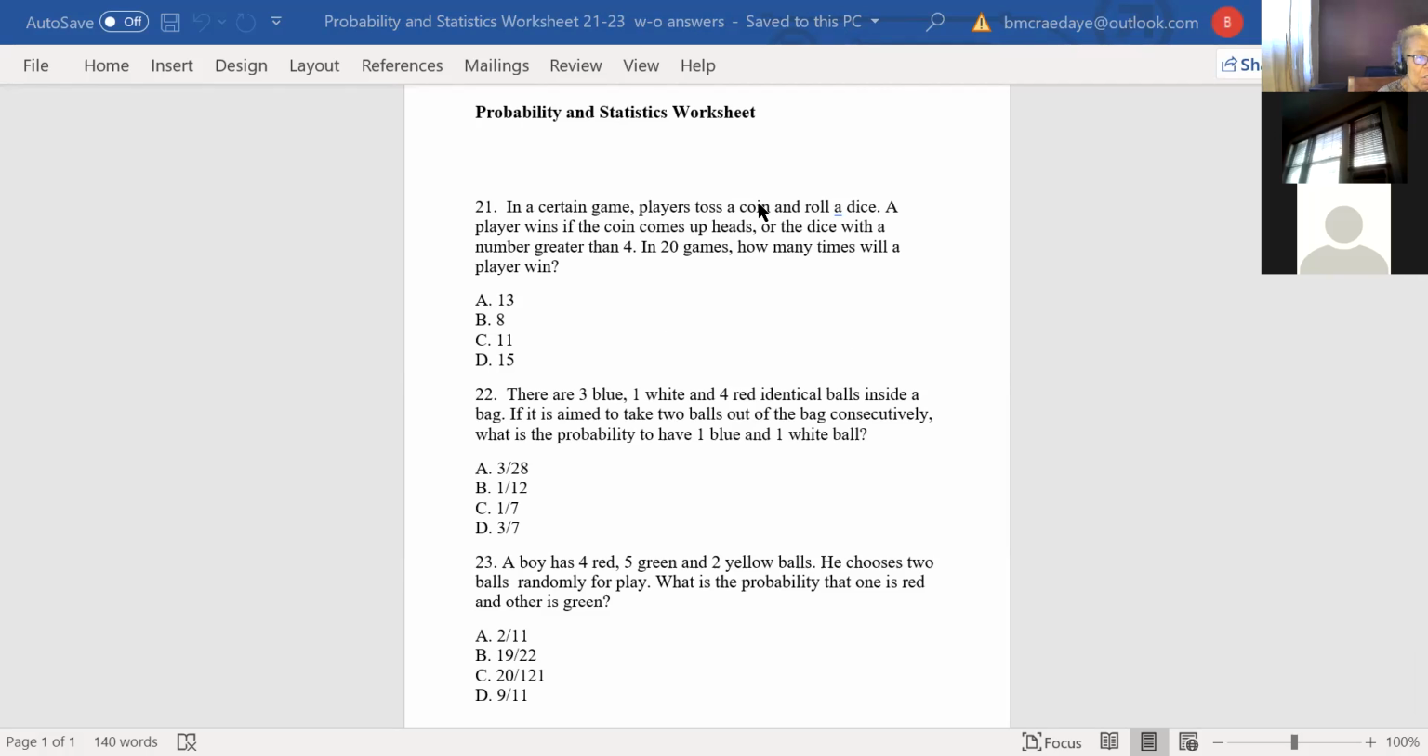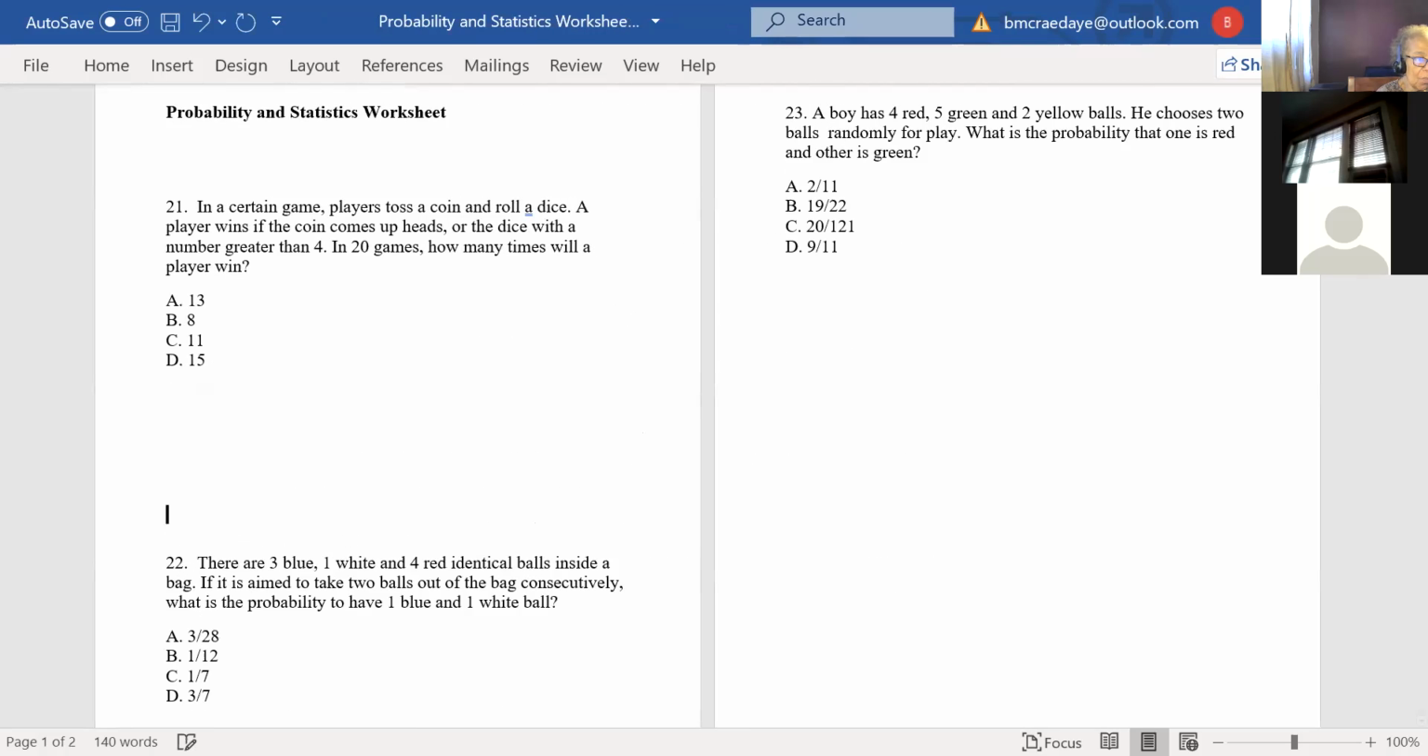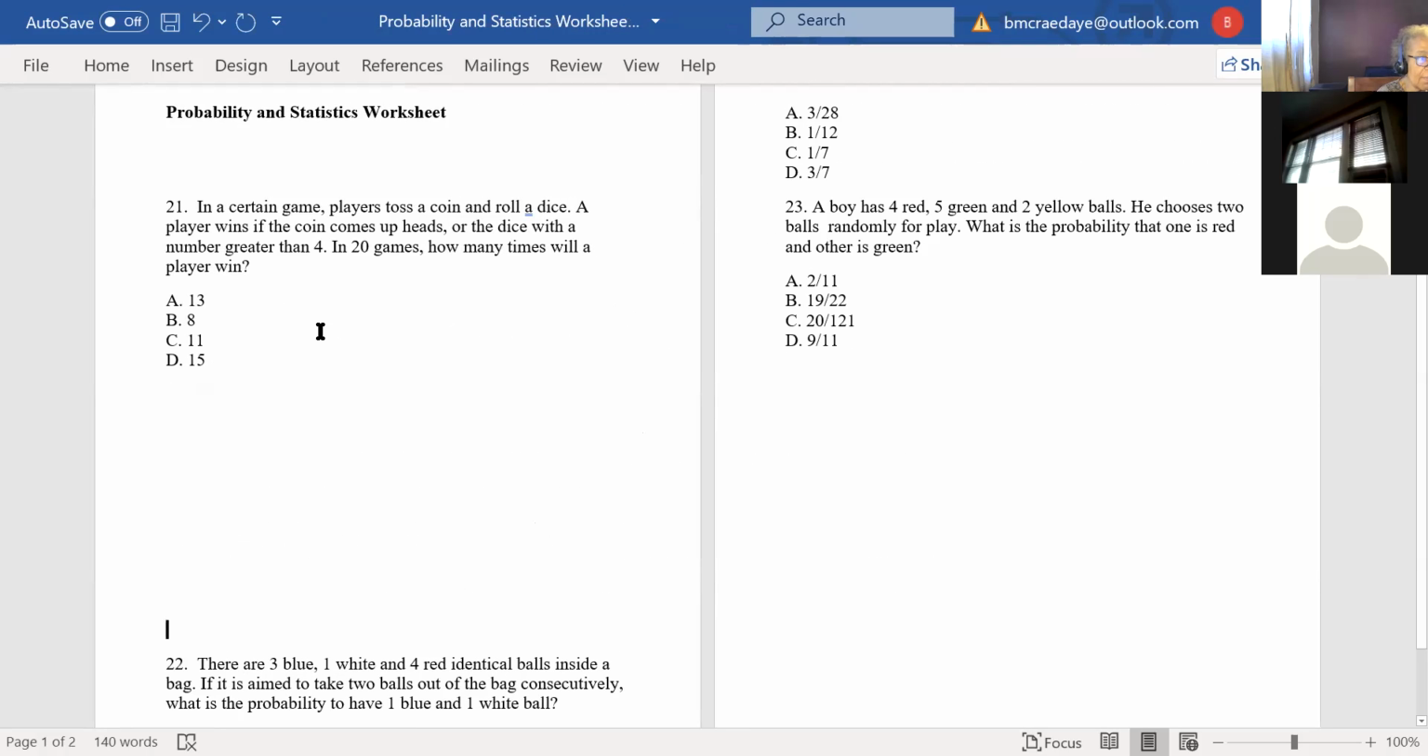Okay, 21. In a certain game, players toss a coin and roll a die. The player wins if the coin comes up heads or the die shows a number greater than 4. Now these are what, independent or dependent? Maureen? Independent. Independent, that's right. So for a coin, you have two choices, head or tail. For a die, you have numbers 1 through 6. So what's the probability of getting heads on the coin?